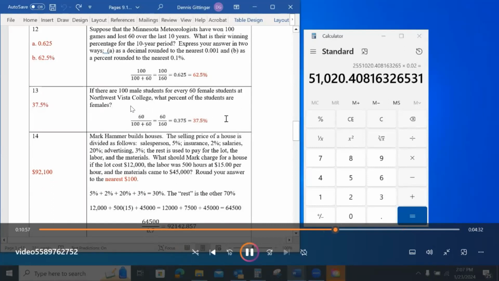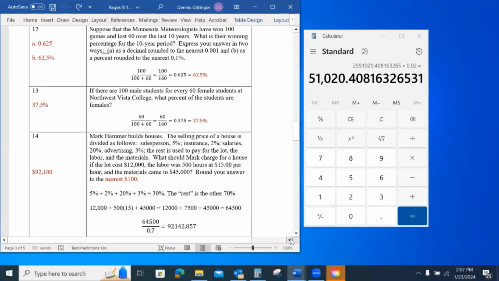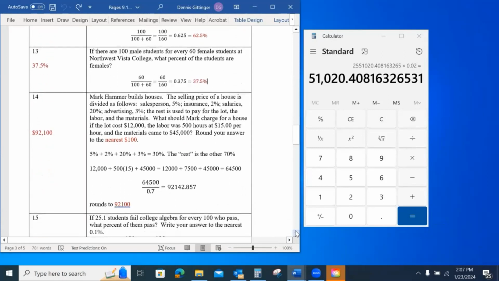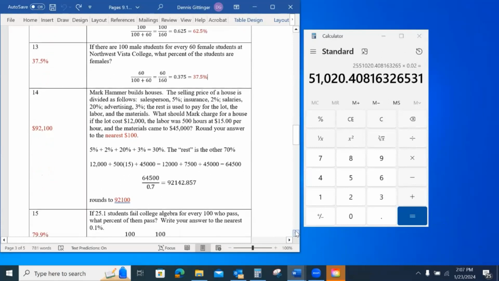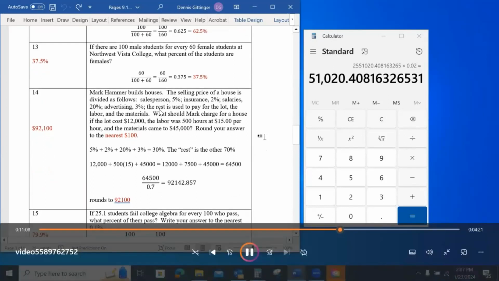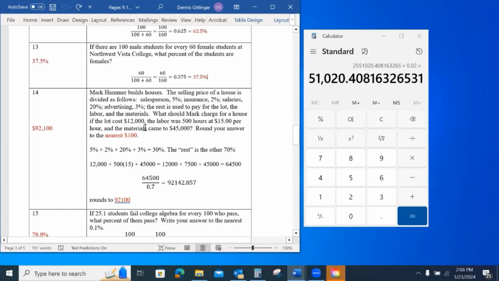Number 14 is one of the trickiest problems you're ever going to see in percent. I got this from a friend of mine who actually is a home builder. He said, well, I divide the selling price of the house. 5% of the selling price goes to salesperson, insurance gets 2, salaries get 20, advertising 3, and the rest is the lot, labor, and materials. Well, those 5, 2, 20, 3 add up to 30%, so the rest must be the other 70%.